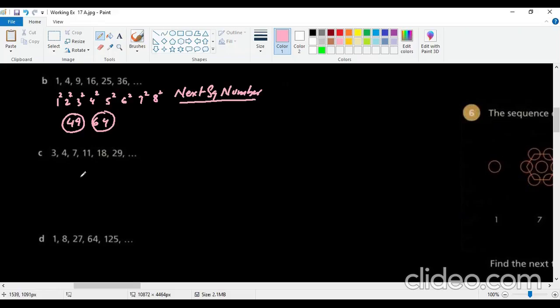When it comes to the next question, it is 3, 4, 7, 11, 18, and 29. 3 plus 4 is giving you a 7. 4 plus 7 gives you 11. 7 plus 11 is giving 18. And 11 plus 18 is 29. So here also we are adding previous terms. So the next numbers are going to be 47, and the next to next is going to be 76.